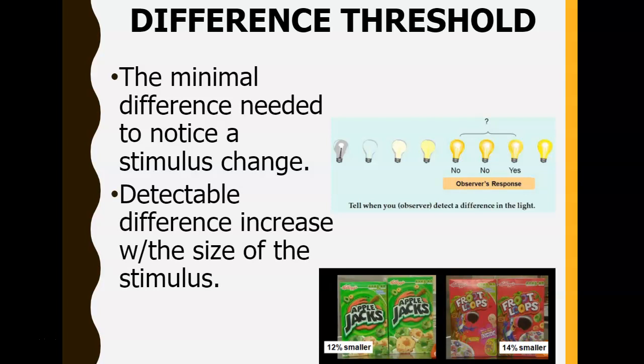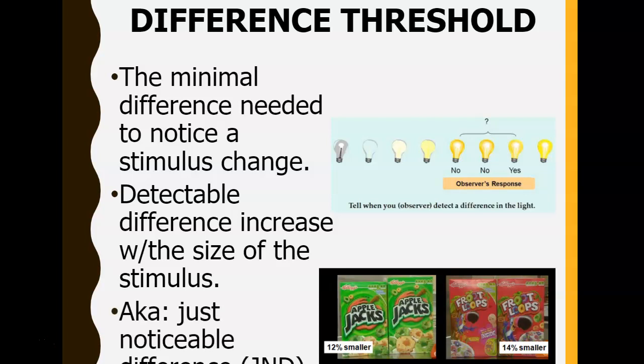Okay, it's a detectable difference. It increases with the size of the stimulus, and it's also known as the just noticeable difference. Okay, so this would be an example of like Apple Jacks and Fruit Loops. How much of this change do you notice here? I can notice a difference between Fruit Loops and Apple Jacks. Okay, but it's the minimal difference needed to notice the change. But both of those cereals are so similar.